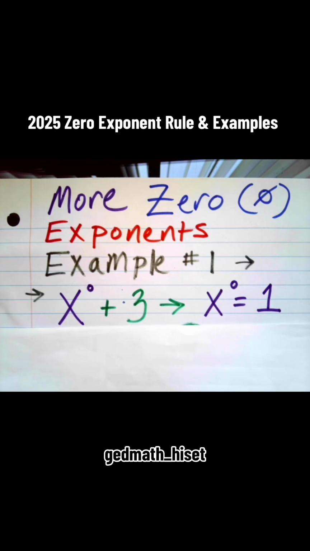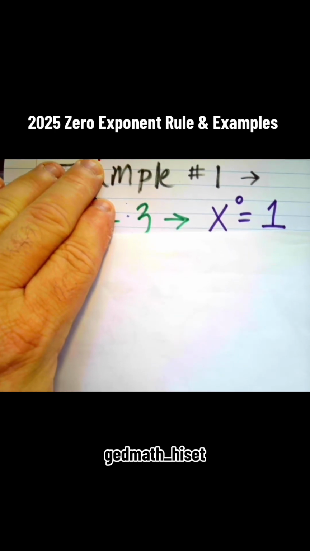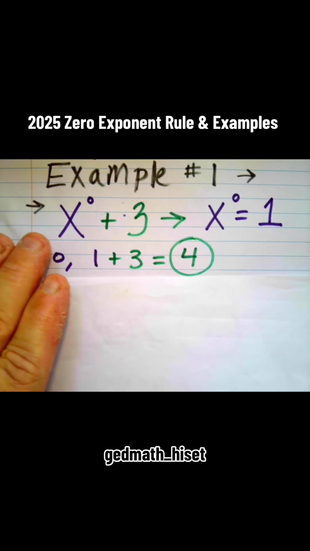So here we have x to the 0 power plus 3. And in order to move forward, I want to simplify this term. X to the 0 is 1. It equals 1. So I'm going to substitute a 1 where I see x to the 0 here. And so you will see 1 plus 3 equals 4.